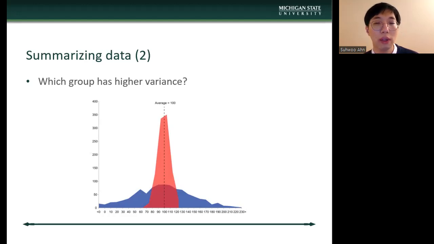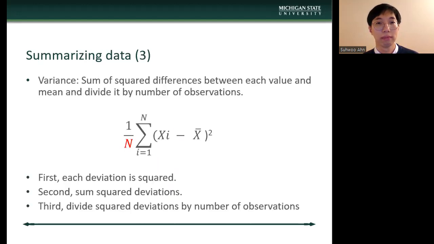Then the same with the standard deviation. When we calculate the standard deviation for each group, the blue group has high levels of standard deviation, but the red group shows low levels of standard deviation. Then how to calculate the variance? So we already practiced it in the recitation. So I just want to show you some formula and the steps to calculate it. So your variance is the sum of square differences between each value and the mean, and then you will divide it by the number of observations.